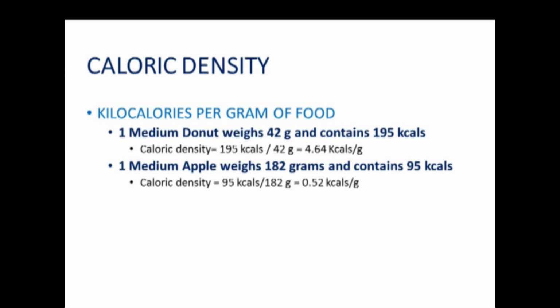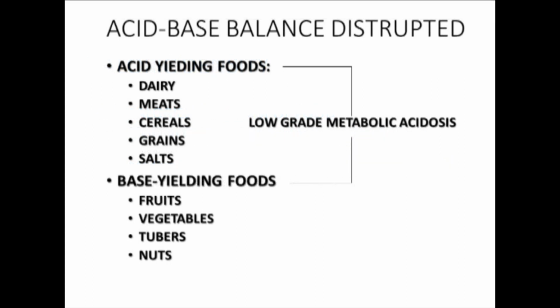The other unhealthy feature about our diet is the acid-base balance. It has been disrupted. What we have are, first of all, acid-yielding foods and base-yielding foods. So the acid-yielding foods are the dairies, the meats, the cereals, grains, and salt. And this would theoretically, notably the acid-yielding foods, too much dairy, too much meat, and too many cereal products and salt, of course sodium being part of salt, would have generated a low-grade metabolic acidosis.